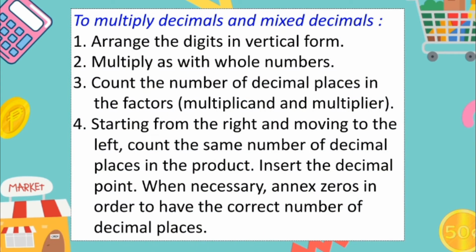To multiply decimals and mixed decimals, Step 1. Arrange the digits in vertical form. Step 2. Multiply as with whole numbers. Step 3. Count the number of decimal places in the factors, the multiplicand and multiplier. Step 4. Starting from the right and moving to the left, count the same number of decimal places in the product. Insert the decimal point. When necessary, annex zeros in order to have the correct number of decimal places.